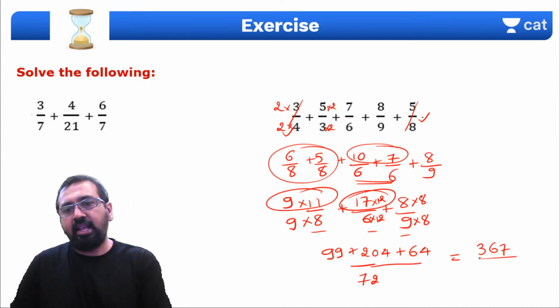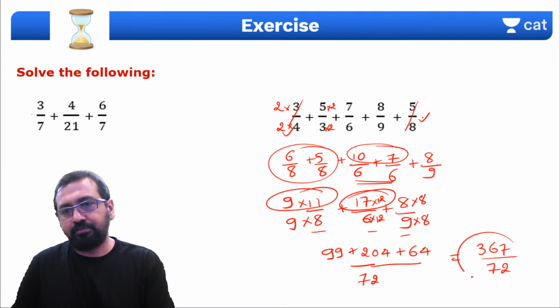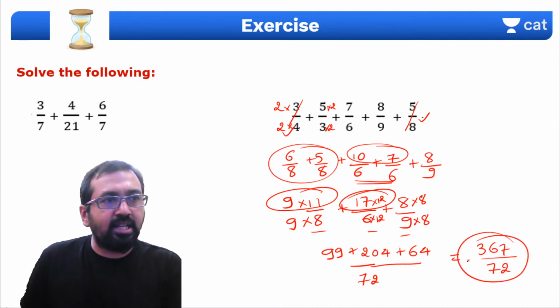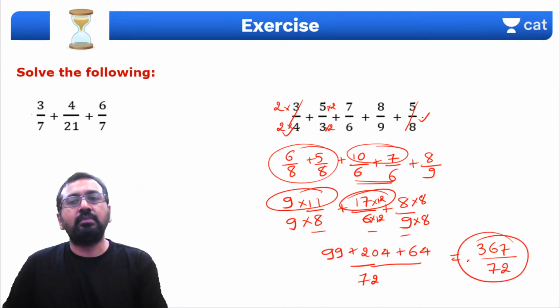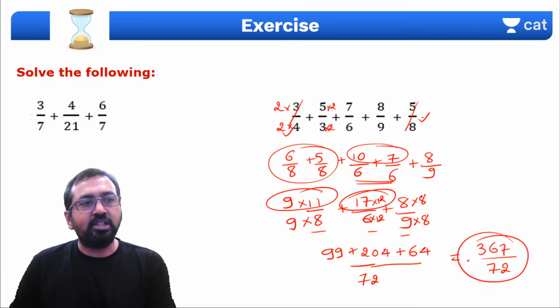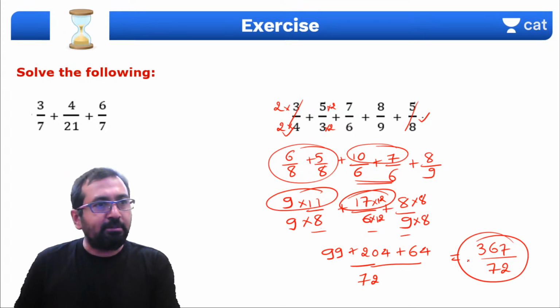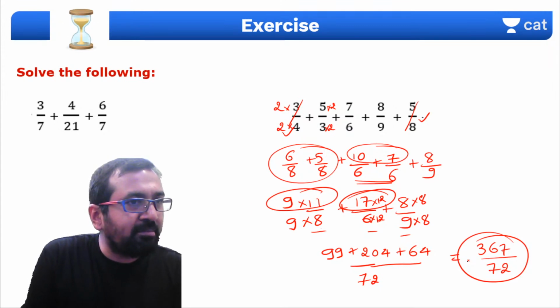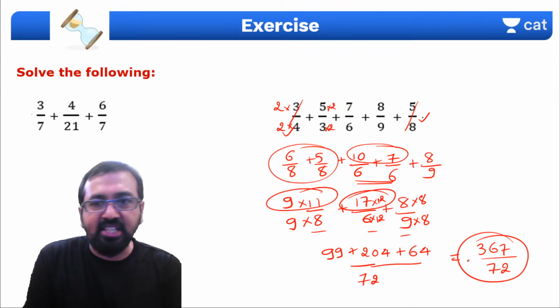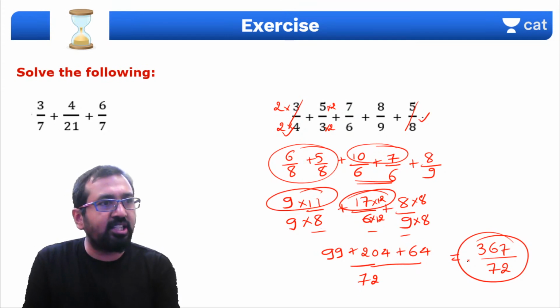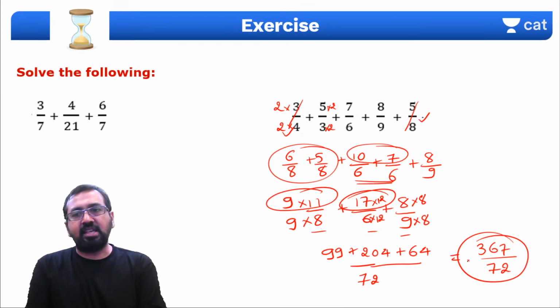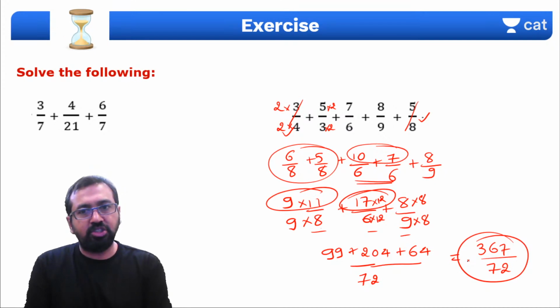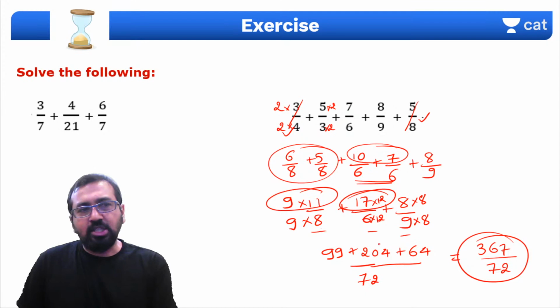367 by 72. So this is the correct answer. Yes, everyone, have you got this answer? Let me check. Ayushi Vyas got that answer. Srijan made some mistake. 377 is incorrect, Srijan. It should be 367 by 72. Just check. Okay. You can also think it this way, guys.